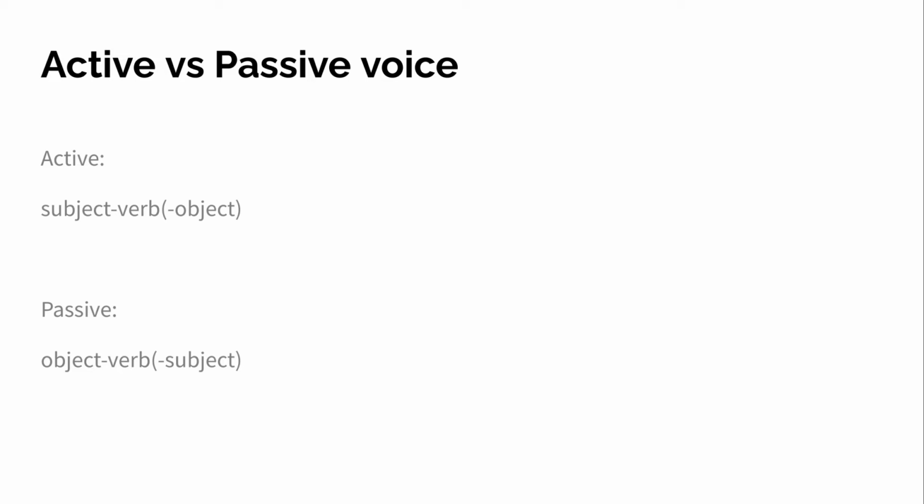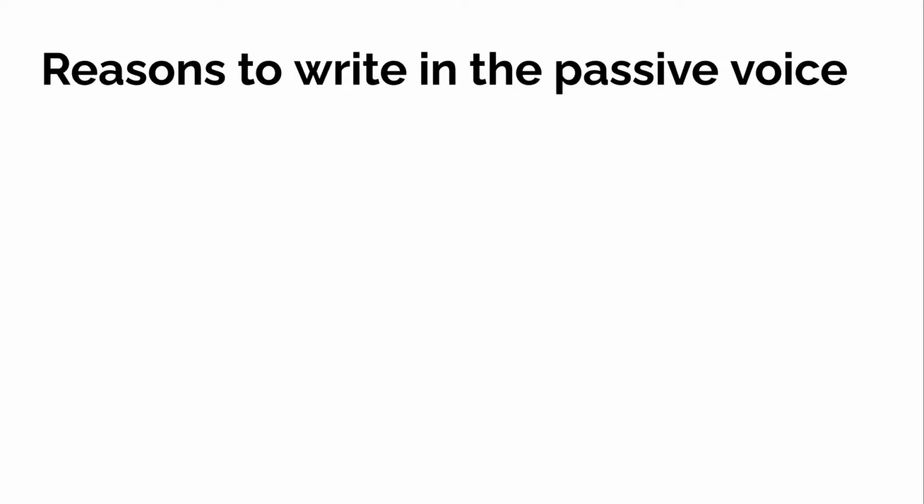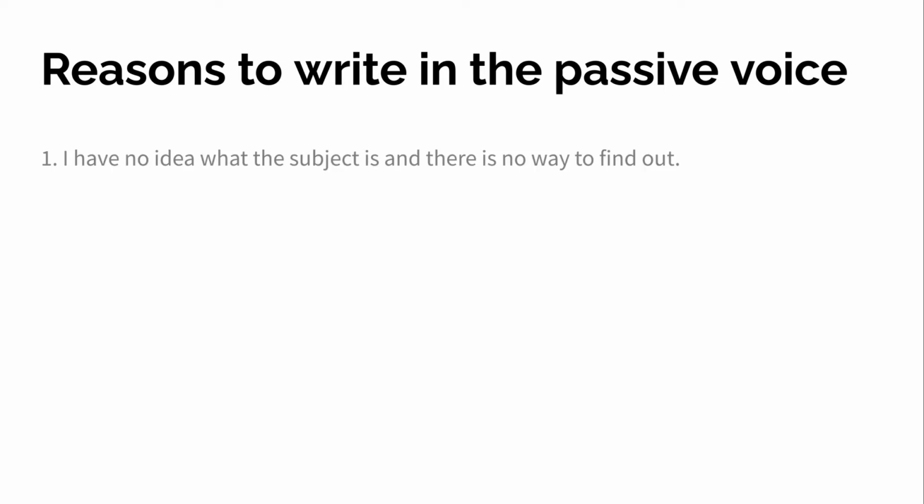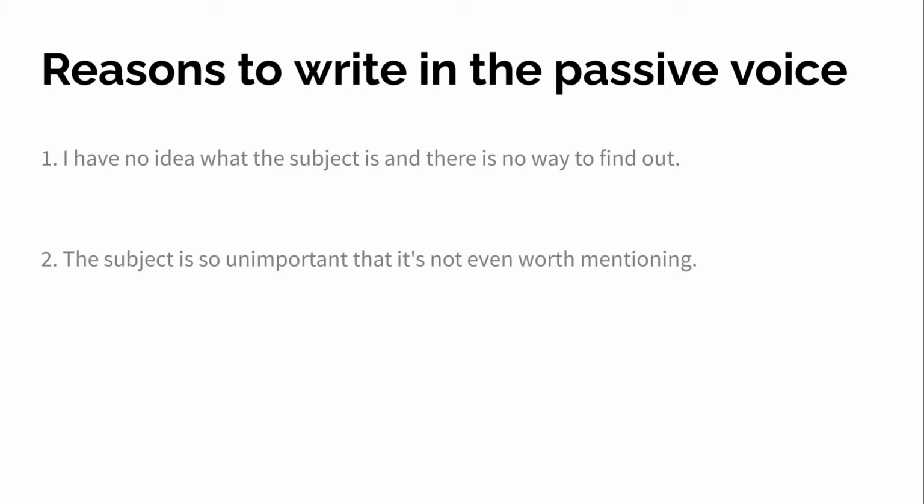Because this voice is harder to understand, because it takes people longer to process it, it should only be used when you have a reason for doing it, never as a default. Here are some reasons to write in the passive voice. First of all, I have no idea what the subject is, and there's no way to find out. Or, the subject is so unimportant that it's not even worth mentioning.